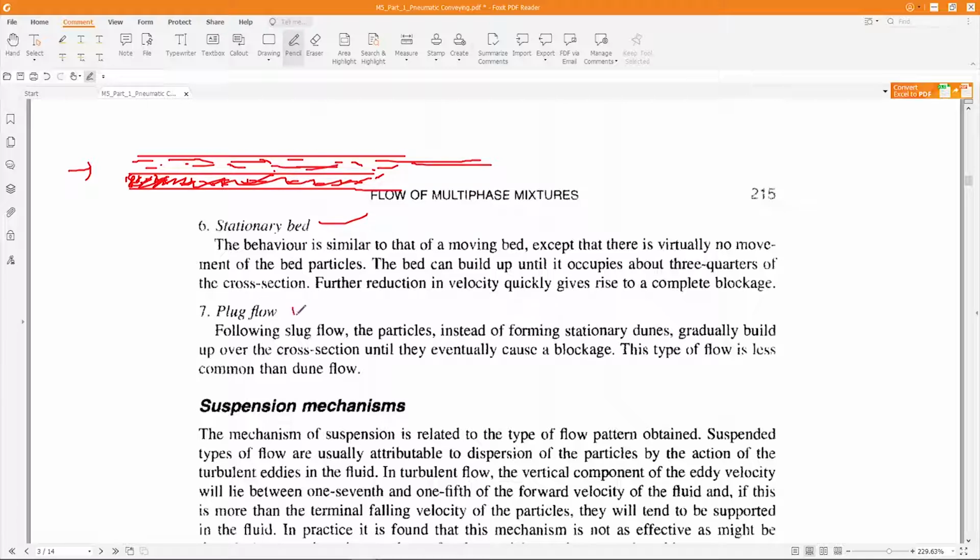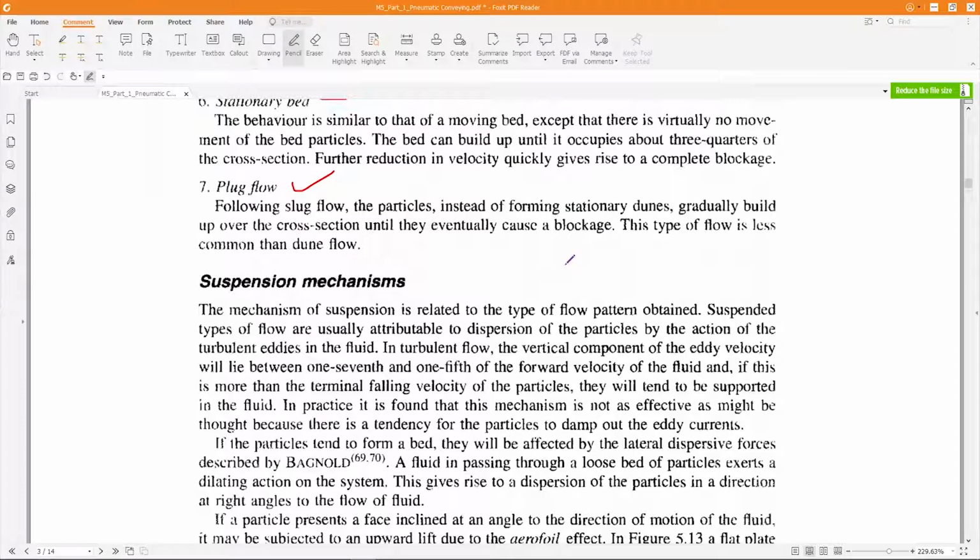Now lastly the plug flow. If all the particles get deposited and cover the entire cross-sectional area of the pipe, then it is called plug flow. It can sometimes block the pipe also. Okay, these seven types of flow patterns are observed in horizontal transport.